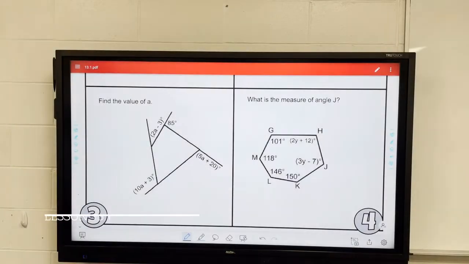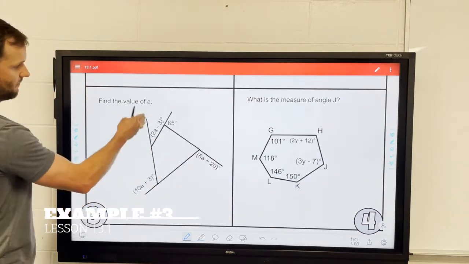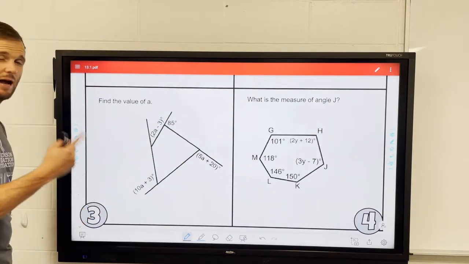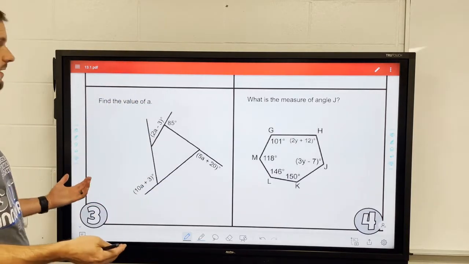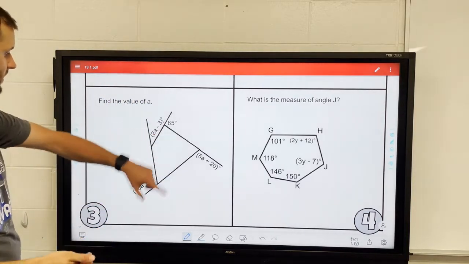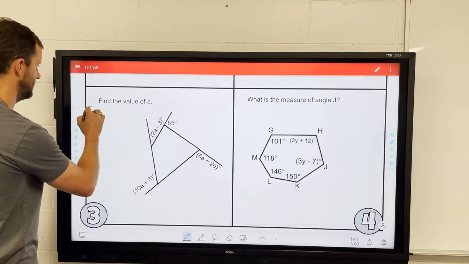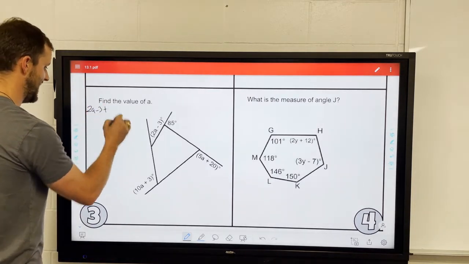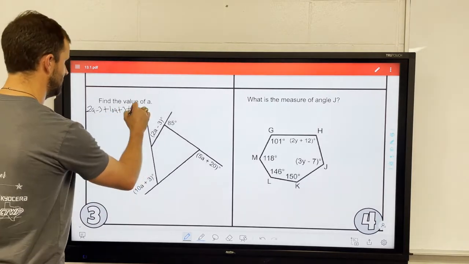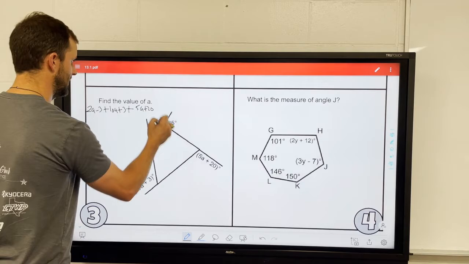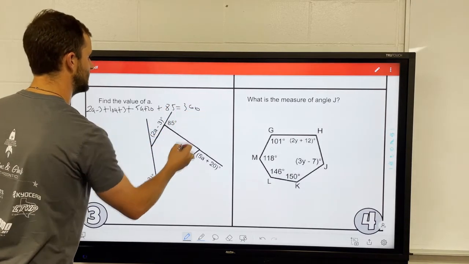Okay, so on example number 3, if you look, on each one of these angles on the interior, I have one line coming off of it. So I know that all of the angles in the exterior are going to add up to 360. That's my rule. So I'm going to take 2a minus 3, I'm going to add 10a plus 3, I'm going to add 5a plus 20, and I'm going to add 85. And all that's going to add up to 360 degrees.